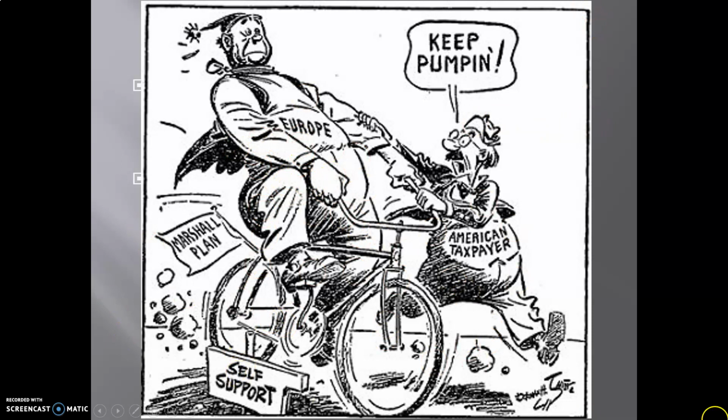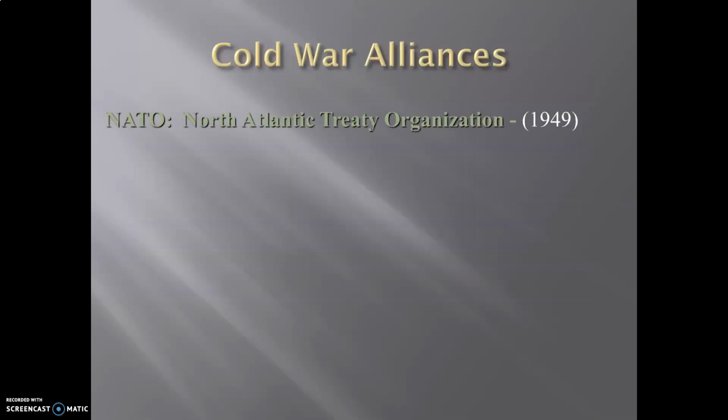Okay, and here we see a cartoon in which the American taxpayer is telling Europe, keep pumping, right? Europe's trying to get to self-support, to not need the U.S. help anymore. Here's the Marshall Plan, the U.S. help. But the idea was to support Western Europe as long as possible so that they would not also fall to communism.